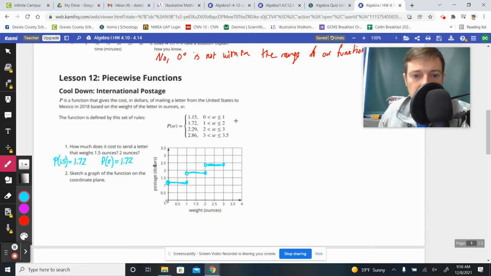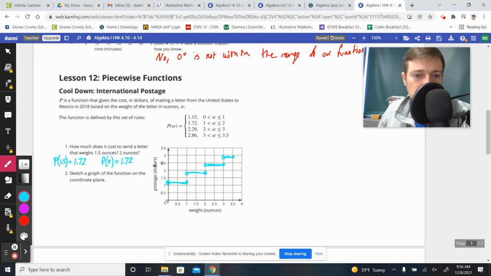And then the last interval goes from 3 to 3.5 ounces. So that would be not inclusive on 3, but inclusive on 3.5. So a smaller interval is going to bump up to $2.86. And here's $2.75. $2.86 is going to be right about here. And it will go to 3.5, which is there. And so your graph should have this stair-step nature to it. Every time I go up an ounce, it's going to add some money to the postage. And the last one is only 3 to 3.5, so it's a shorter interval.